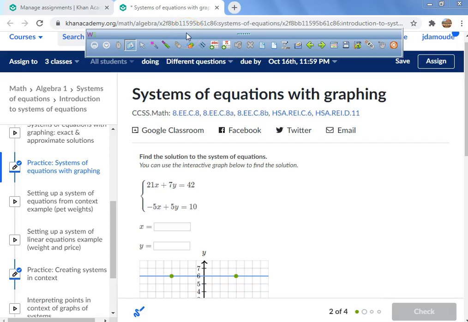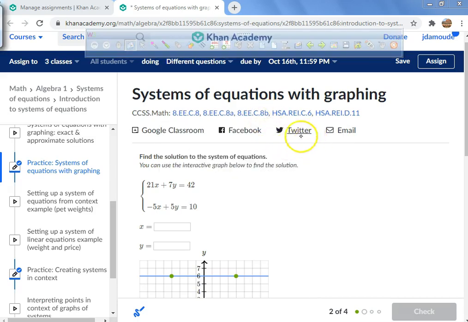All right, so everybody, in this lesson, we're going to work on systems of equations with graphing. Right now we have standard forms. We have two linear functions that are in standard form. I want to show you how you can use standard form to really help you when you're graphing things.